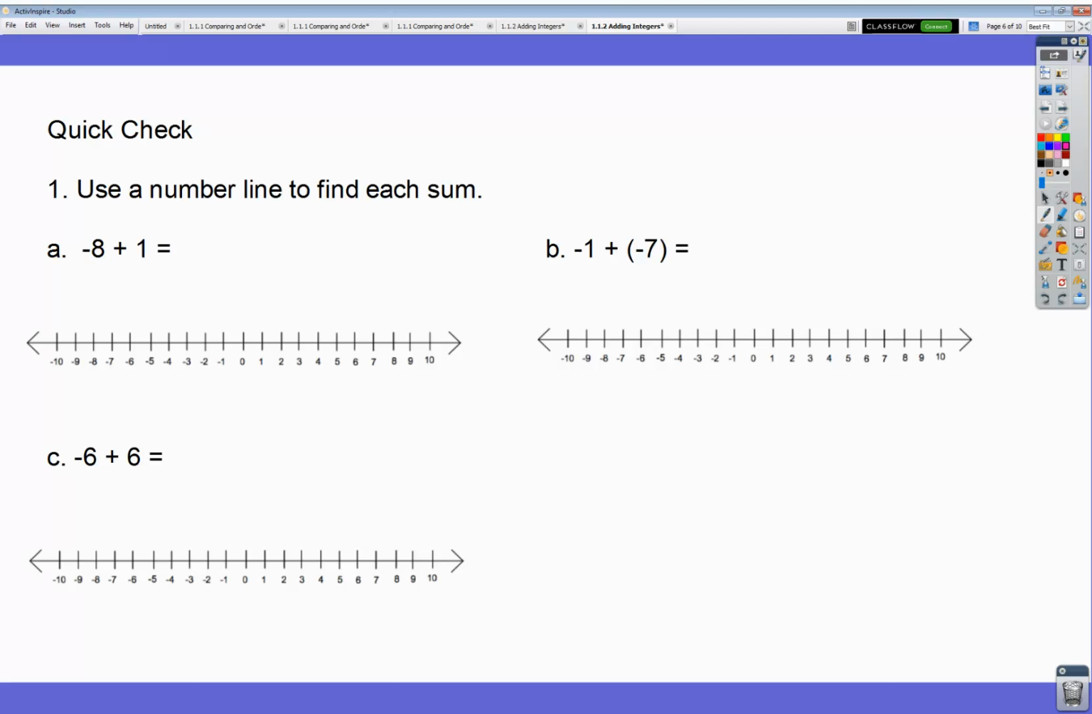Okay, for the quick check, please pause the video, try these examples, and then come back to check to see how you did.